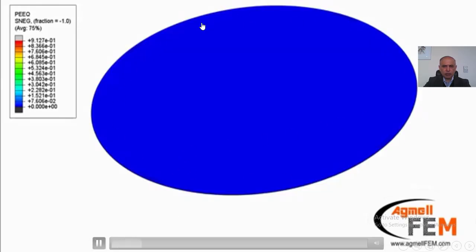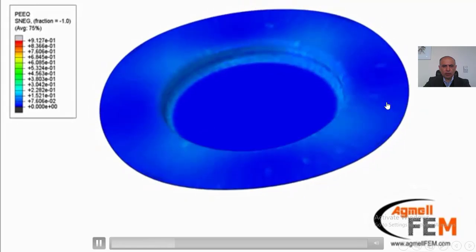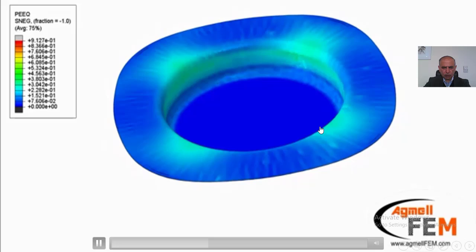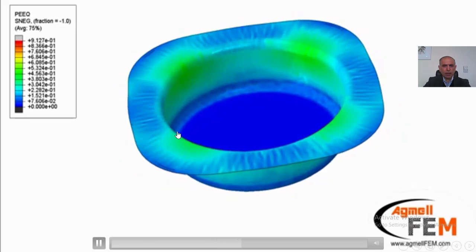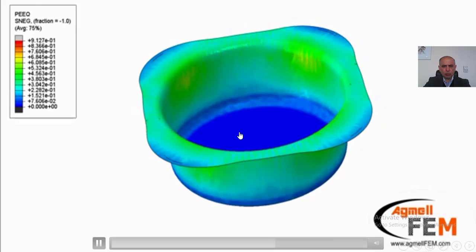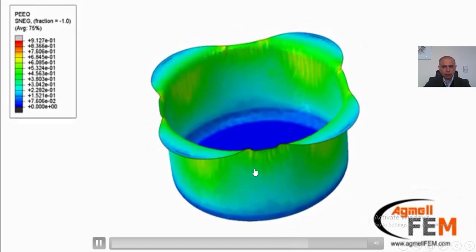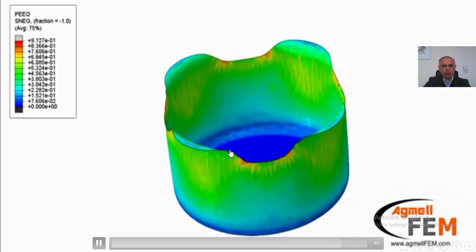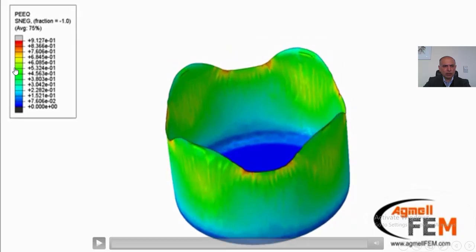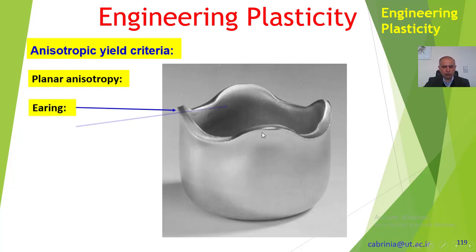This is a circular sheet. I have shown it here as an elliptical sheet, but in fact it's circular because we are looking at it from an inclined angle. The die and the punch are not shown here, only the workpiece is shown, and the colors of course show the strain. We can see that finally when the cup is formed, we have these edges which are deformed differently. We call this earring, and it just happens due to planar anisotropy.